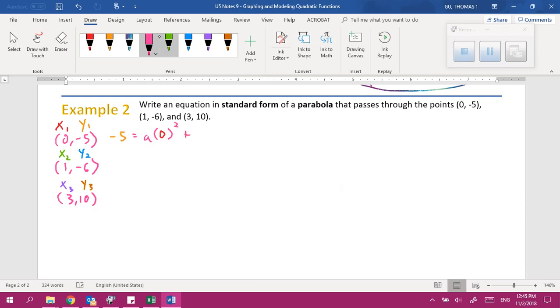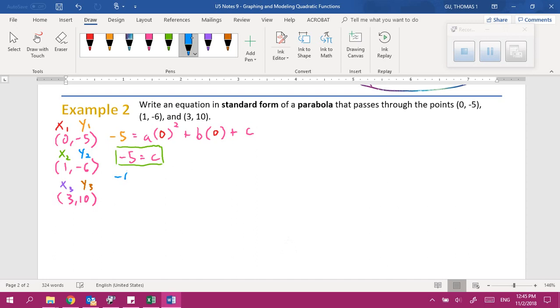Plus b times 0 plus c. And so if I simplify all this, what would this end up as? Negative 5 equals c. Because the a cancels out because of the 0, b cancels out because of the 0. I'm just left with c. So there's one of my equations. Negative 5 equals c. Next point, 1, negative 6.